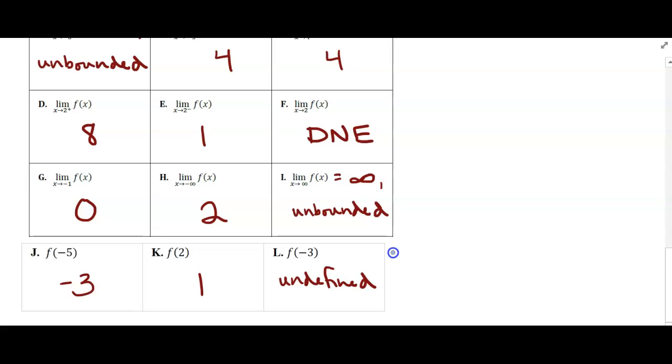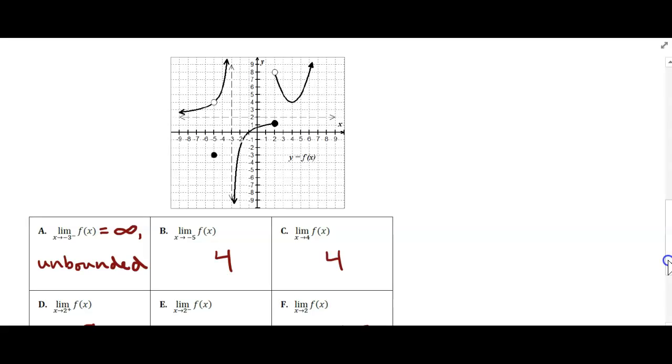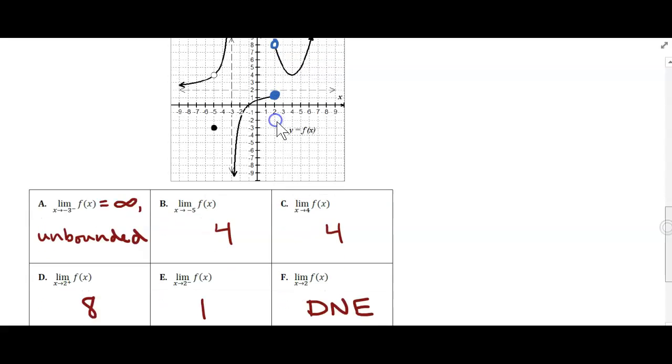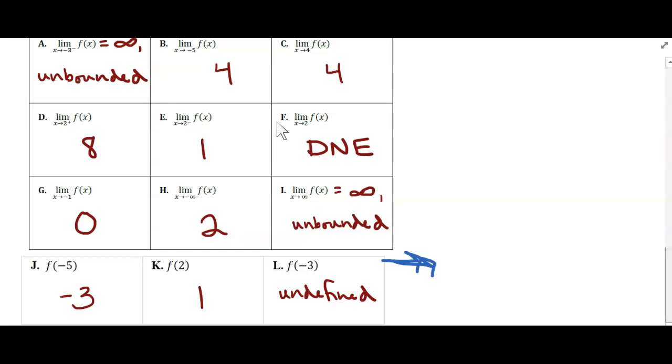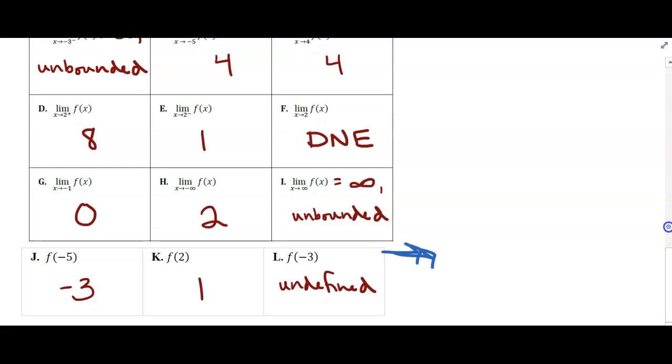Like at f of 2, if I'm going to my graph and I'm looking, well, up here, I have a hole. That means my graph is not defined or undefined at that value. My graph at x equals 2 is defined at a y value of 1. That's what I care about the most. I don't care about where it's undefined. F of 2 is positive 1.